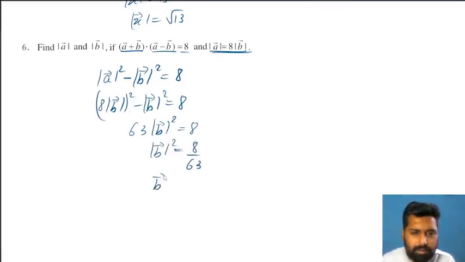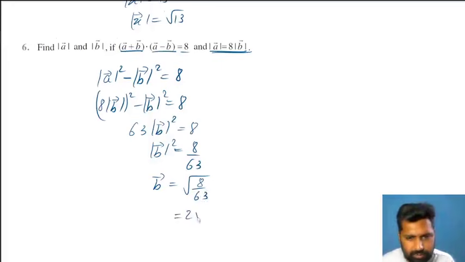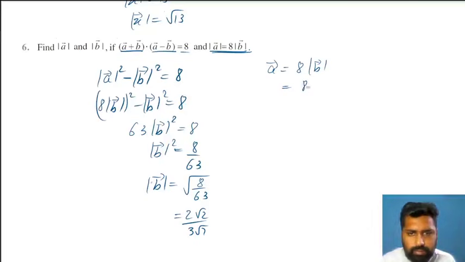Anyway, mod b is square root of 8 by 63. You can slightly simplify, I think, 2 root 2, and this becomes 3 root 7. So 2 root 2, 3 root 7, like this. That's it. This is magnitude of b. Magnitude of a is 8 times of this. So 8 into 2, 16 directly I'll write. 16 root 2 by 3 root 7.